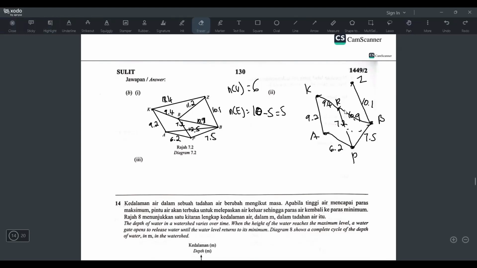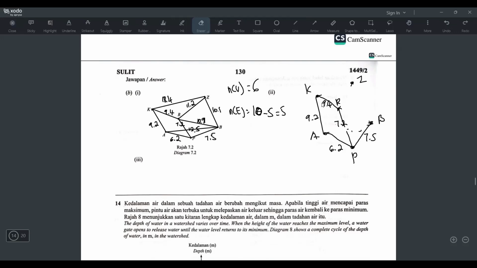Okay, next one is 10.9 yang tinggi. Okay, now I sudah erase 4 lines. And the final line I erase is this one, 10.1. Sebab dia paling tinggi, right? Okay, I already erased 5 lines. Okay. And I choose the 5 with the highest weight.